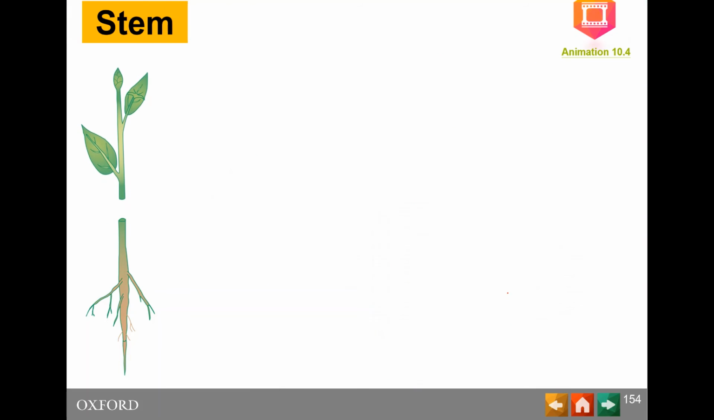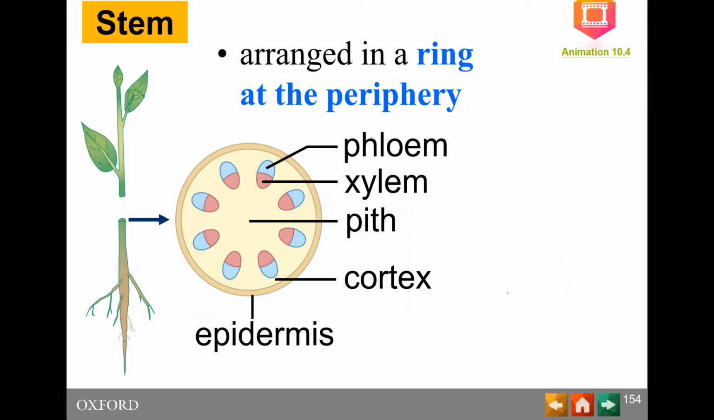Now in the stem, the vascular bundles are arranged in a ring at the outer peripheral of the stem. Not inside here, but at the outermost, which is what we call the periphery. Just take notes here: the phloem is located at the outer region and the xylem at the inner region. What is meant by pith? Pith is the center region here. It's the cells that store food.